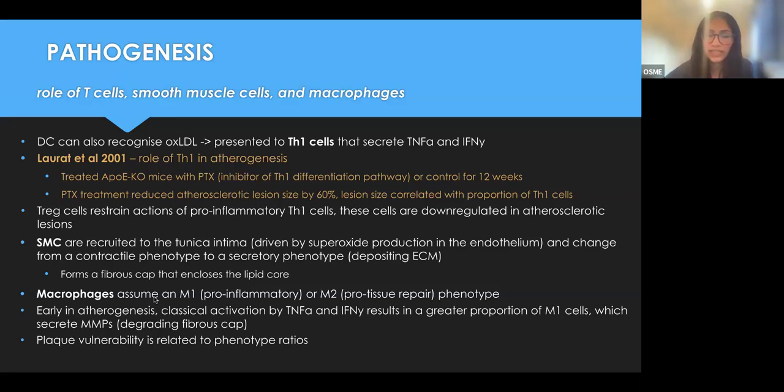So plaque vulnerability is related to both the ratios of the phenotypes of macrophages, but also the balance between destabilizing macrophage activity and the smooth muscle cell activity that creates the fibrous cap. So again, we might reduce the proportion of M1 macrophages somehow or inhibit the actions of MMPs to influence atherogenesis.